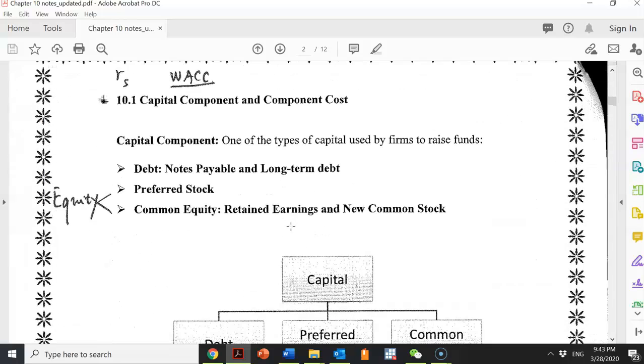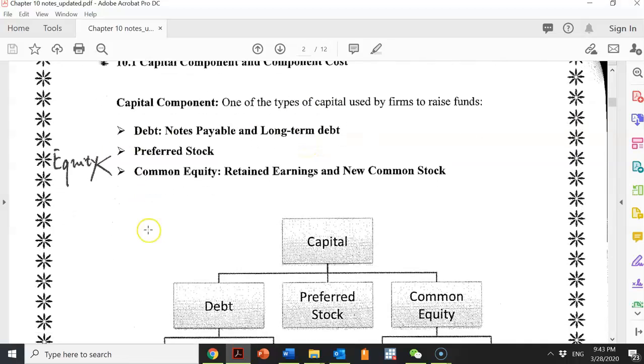So let's first look at the definition of capital components and component cost. Capital component: one of the types of capital used by firms to raise funds. So capital components are the different types of ways a firm can use to raise capital. It's mainly three ways: debt, preferred stock, and common equity. Preferred stock and common equity both belong to the equity category.